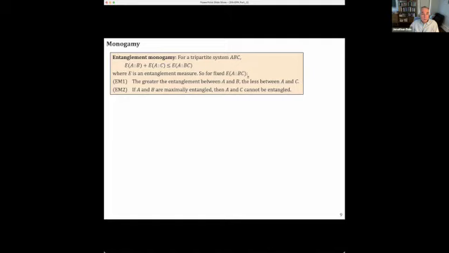And so if we assume a fixed amount of entanglement between A and BC on the right-hand side, then we get the following two claims. The greater the entanglement between A and B, the less between A and C. And when A and B are maximally entangled, when they exhaust all the possible amount of entanglement, then A and C cannot be entangled.